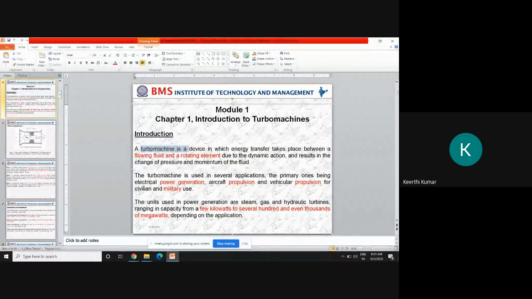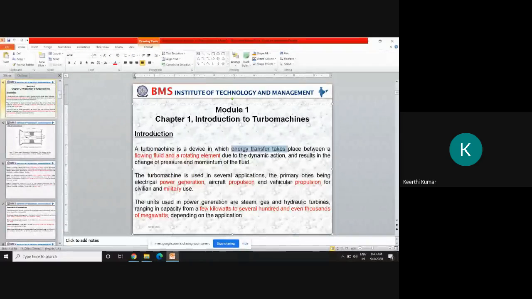See here, a turbo machine is a device in which the energy transfer takes place. What will happen in the turbo machine? In the turbo machine, energy transfer takes place between which and which? Between a flowing fluid and a rotating element. That means if there is a rotating element and the fluid is flowing over the rotating element, then energy transfer takes place. That machine is called a turbo machine.